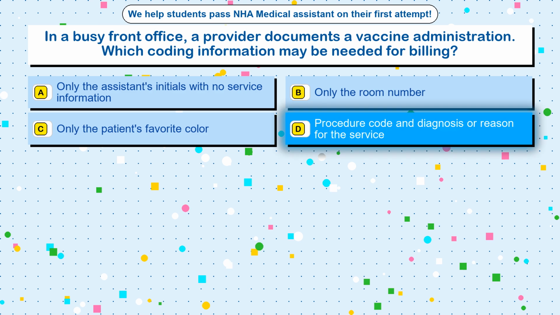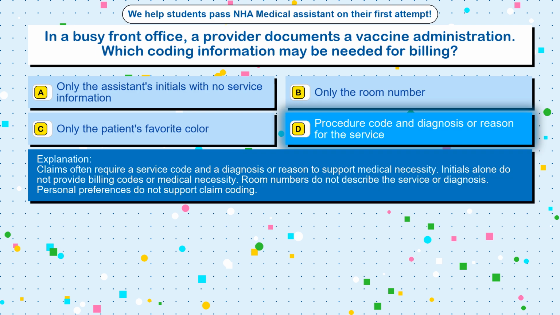The correct answer is option D. Procedure code and diagnosis or reason for the service. Claims often require a service code and a diagnosis or reason to support medical necessity. Initials alone do not provide billing codes or medical necessity. Room numbers do not describe the service or diagnosis. Personal preferences do not support claim coding.